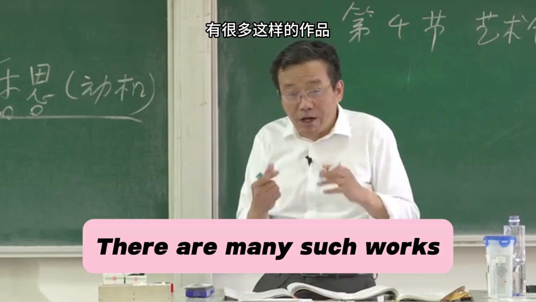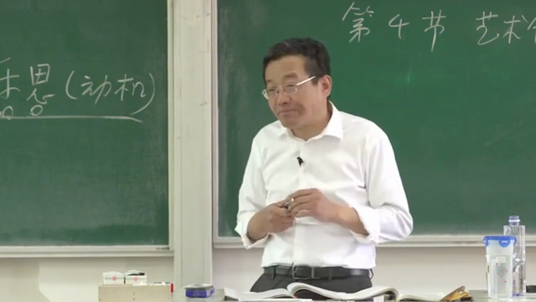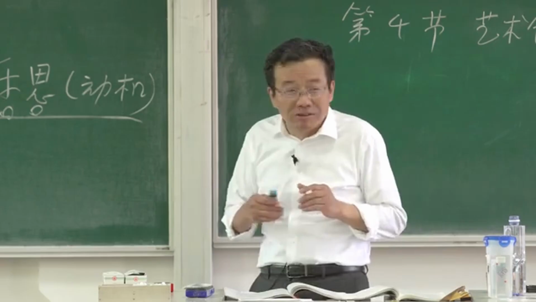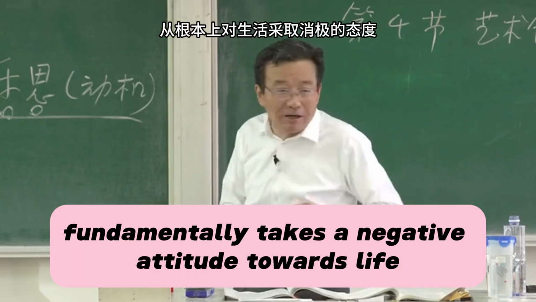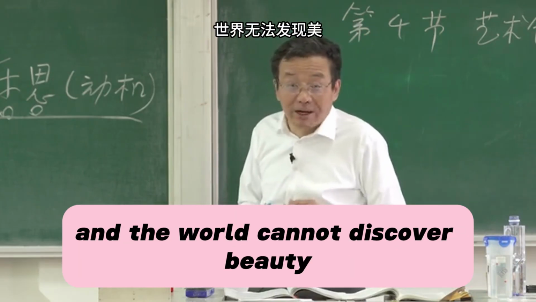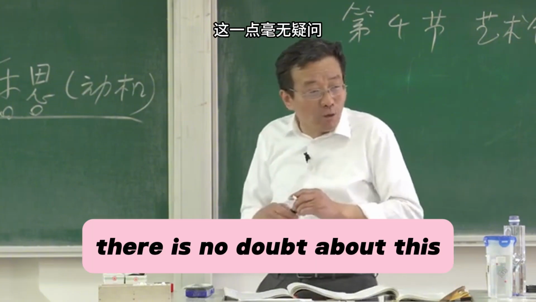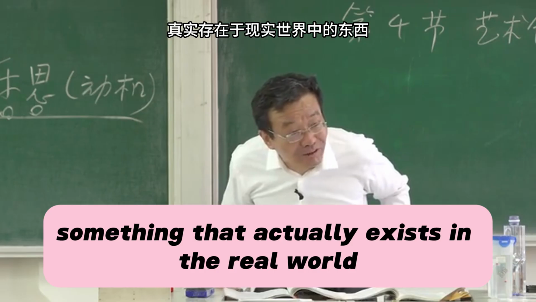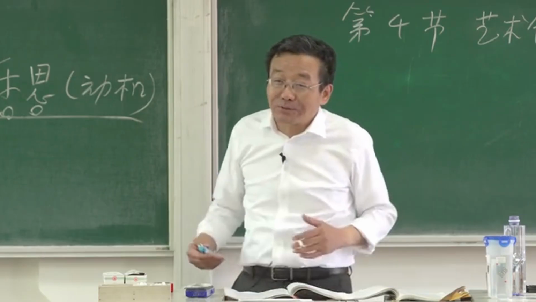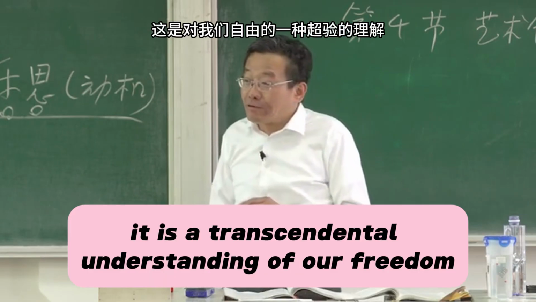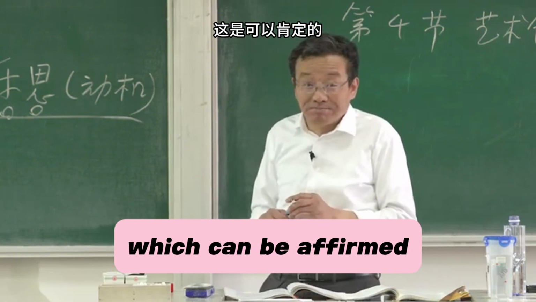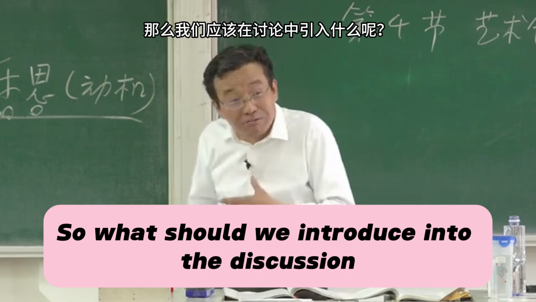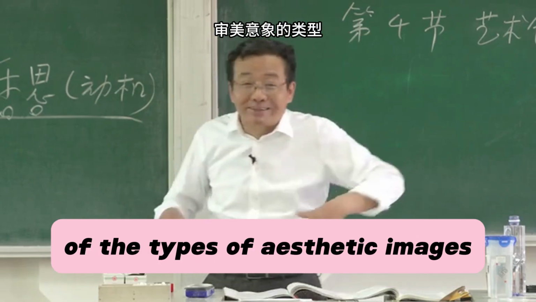There are many such works, so what does beauty mean? It means our affirmation of the real world, an affirmative experience. A person who fundamentally takes a negative attitude towards life and the world cannot discover beauty, there is no doubt about this. But beauty does not mean something that actually exists in the real world. In fact, it is a transcendental understanding of our freedom, which can be affirmed in certain external scenes of the world. So what should we introduce into the discussion of the types of aesthetic images?